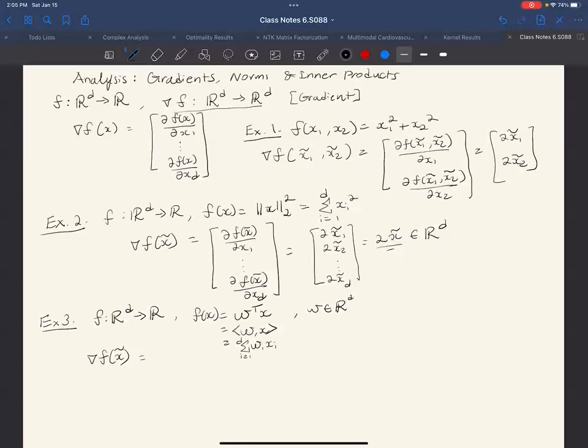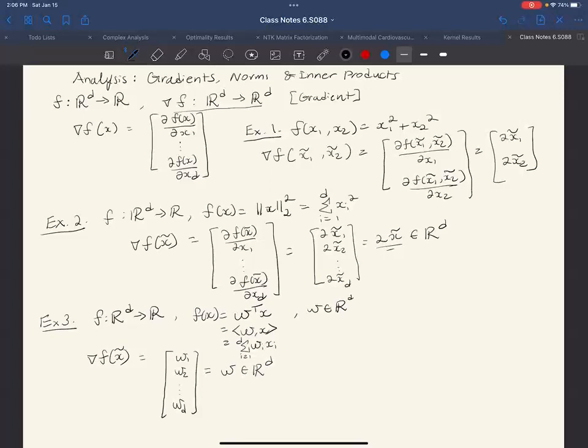So now I'm going to take this giant partial derivative. I take the partial derivative with respect to x1. This is just w1. I do the same for x2. This is just w2, all the way down to wd. And so very conveniently, it's just come out that the gradient of f at any point x tilde is just w. And just to double check, this is a vector in R^d. And so we're good to go.